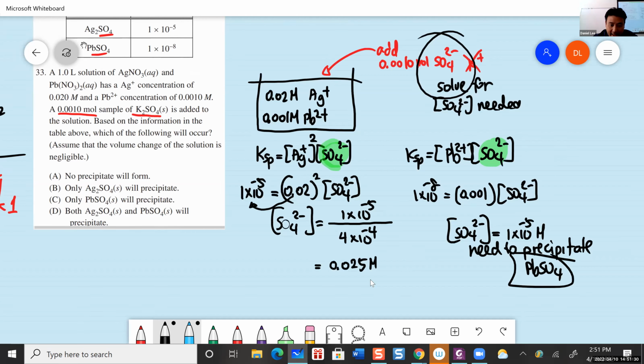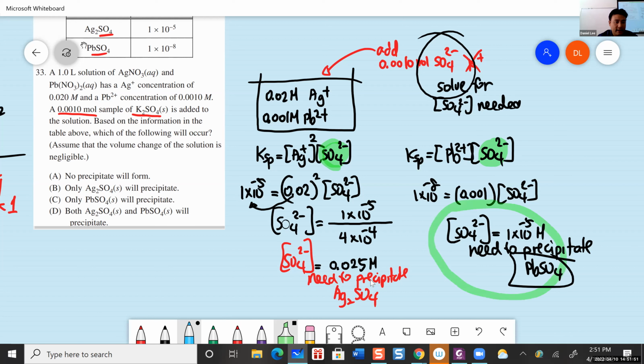And on the left side, you need more sulfate. So on the left side, this is the sulfate needed to precipitate what? Silver sulfate. So which one precipitates more easily? Well, the lesser one, right? So the one on the right, you need less SO4 to precipitate lead sulfate. You need more to precipitate silver sulfate. So who's gonna precipitate first? Well, the answer is lead sulfate because it takes much less SO4 to initiate its precipitation, right?